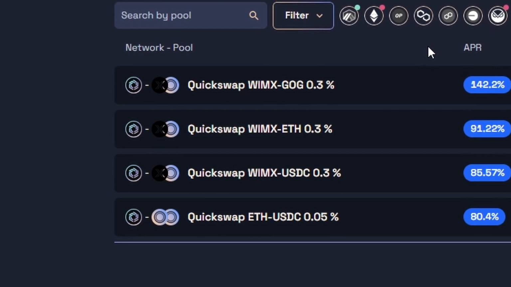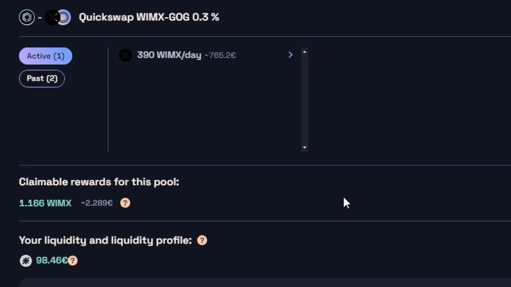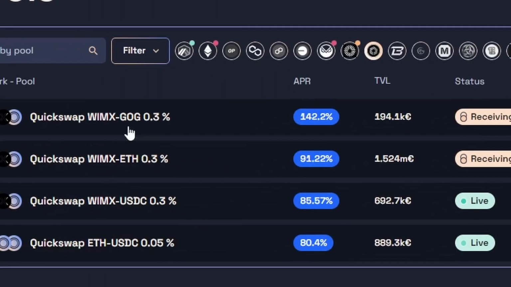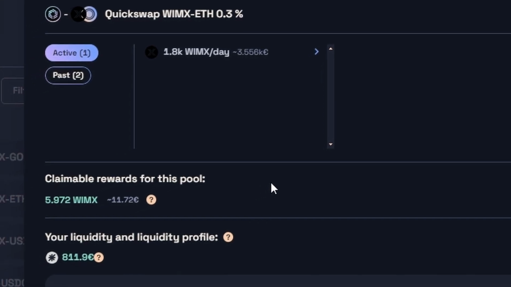Let's start with WIMX GOG, which is wrapped IMX, Gilded Guardians again. This tops the list at the highest APR with 189%. This is a high risk pair due to both tokens being highly volatile and niche. So remember that. Next, we move on to WIMX and ETH. This follows an APR of 106%. This pair is still high risk, but less so compared to WIMX and GOG because their market caps are lower, and with IMX ETH, the market caps are higher because ETH is well established in large cap crypto. So it's going to have reduced risk compared to IMX and GOG.